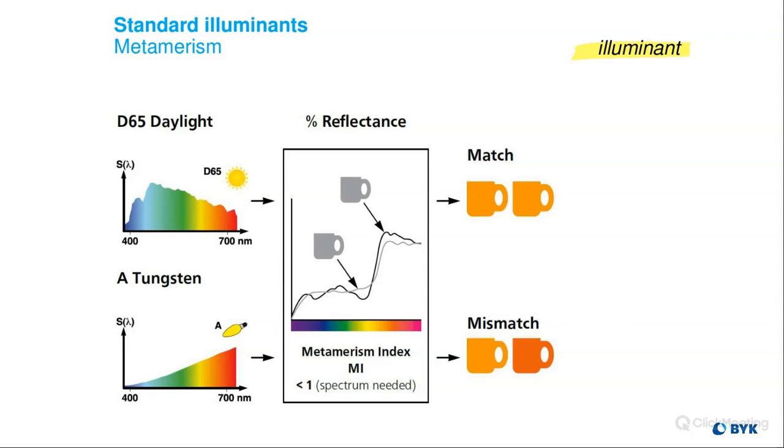We have something in the instruments called a metamerism index, the MI index. Usually if this is under 1, you have no metamerism. If it's over 1, you have the potential to have metamerism, but you do need to look at it visually.